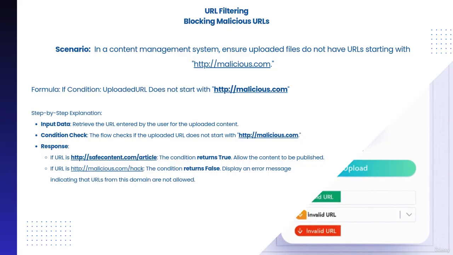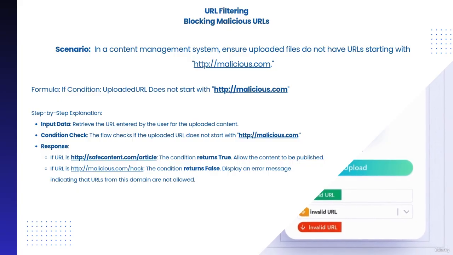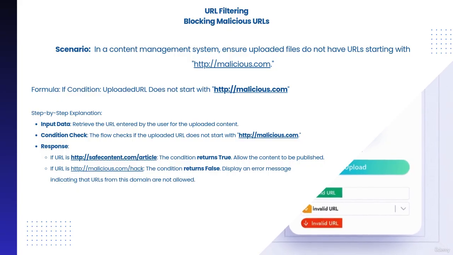Example 3. URL filtering. Scenario: in a content management system, you want to ensure that all uploaded files do not have URLs starting with http://malicious.com. The flow checks if the uploaded URL does not start with this specific prefix. Formula: if condition. Uploaded URL does not start with http://malicious.com.